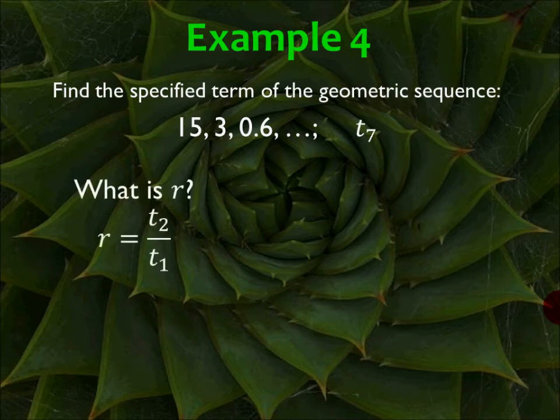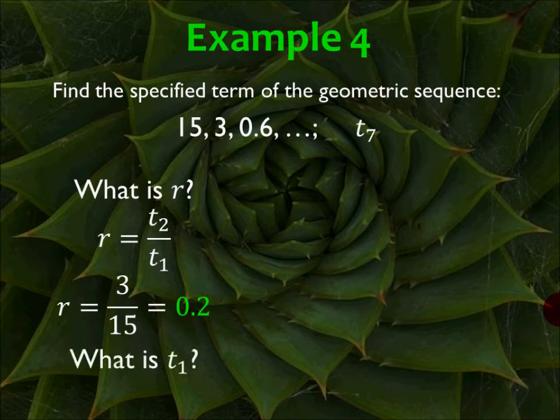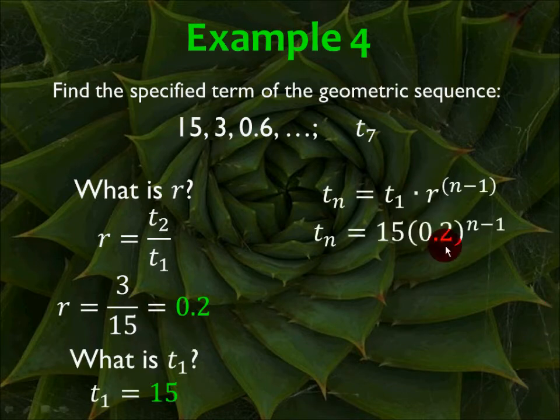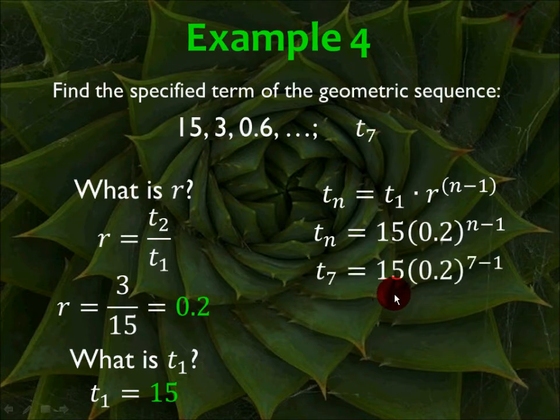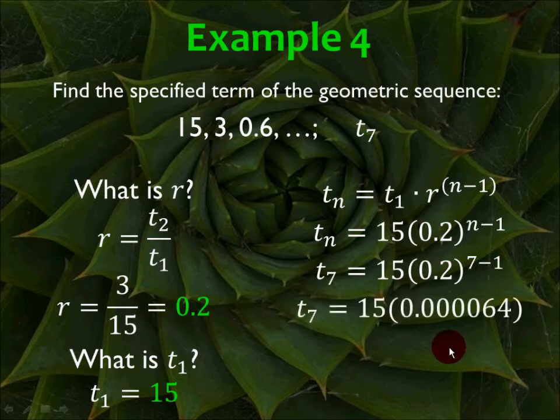Alright, r. r is found by taking one term and dividing by the term before it. So 3 over 15, and our r is 0.2 or 1/5. Our first term is 15. Plug them into the formula. So 15 times the ratio 0.2 to the n minus 1 power. Now let's take 7 for n, plug it in. So T7 is 15 times 0.2 to the 6th power, which is this small number.